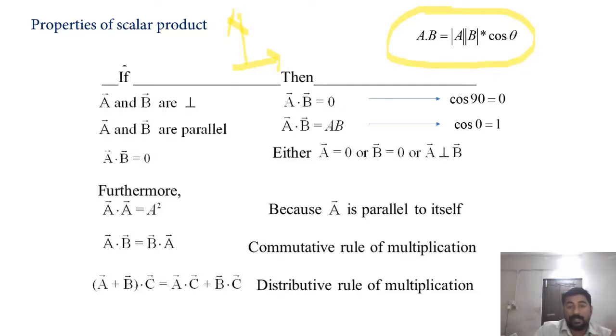And if A and B are parallel, which means that the angle between A and B is 0, so cos 0 is equal to 1. If you substitute AB into 1, you will get AB. So if A and B are parallel, A dot B is equal to the product of magnitudes A into B. If A dot B is equal to 0, it is either A is equal to 0, B is equal to 0, or A perpendicular to B. That we have already discussed here.